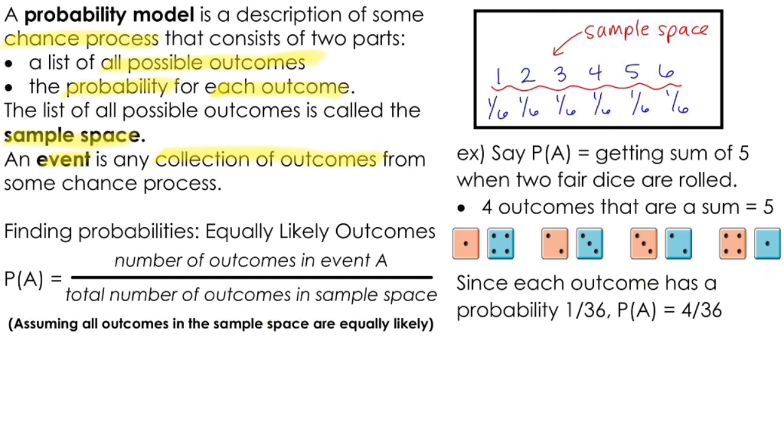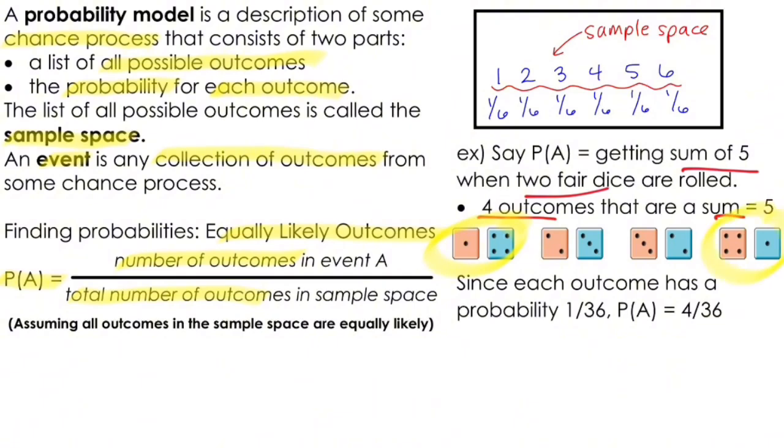Moving on, finding probabilities of equally likely outcomes. The formula for finding any probability, the probability of event A, would be: in the denominator, the total number of outcomes that occur, and in the numerator, the number of outcomes that you are looking for in event A. An example is right over here on the right side. Let's say the probability of event A is getting a sum of 5 when you are rolling 2 fair dice. There are 4 outcomes that have a sum of 5 when you are rolling 2 dice. Either you have 1 and 4 or 4 and 1.